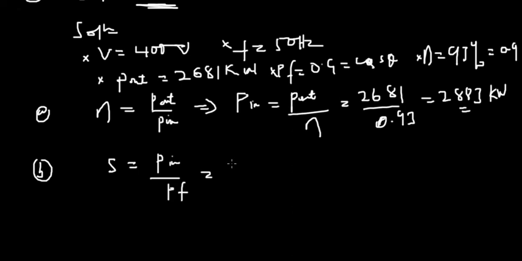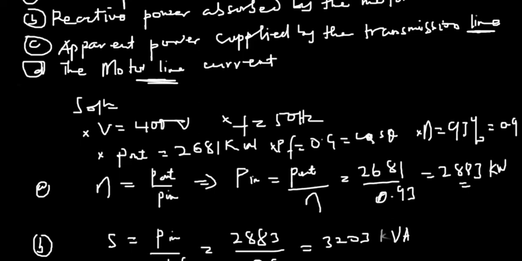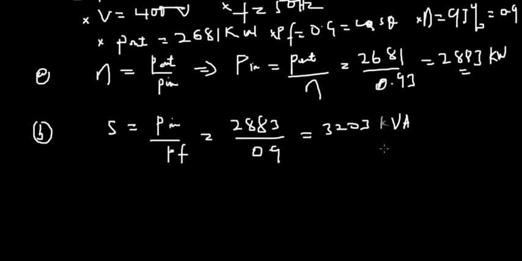We know that the power input is 2883 divided by our power factor, which is 0.9. When you compute this, you end up with 3203. Pay attention to the units, they are very, very important. So right, we are moving on to the apparent power supplied by the transmission line.